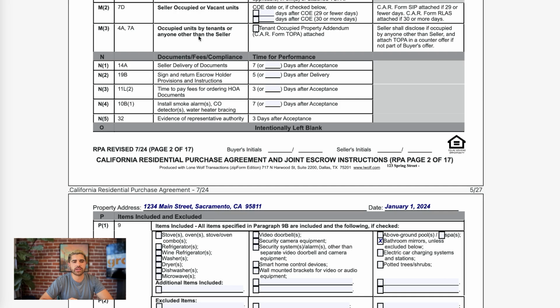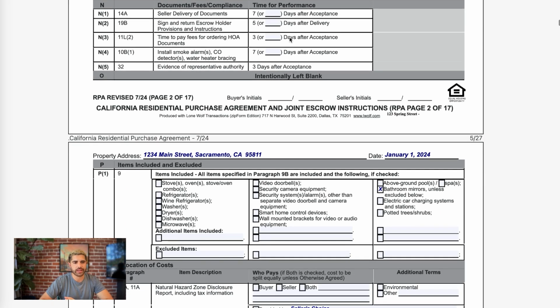If the unit is occupied by tenants, then we would check this as appropriate. Any documents that are required with the sale of the home, certain ones we have in here need to be completed in a certain time frame. So we'll make sure that we meet those requirements.